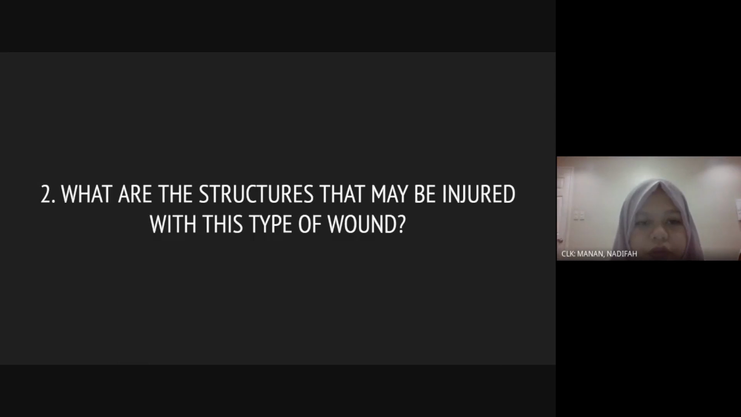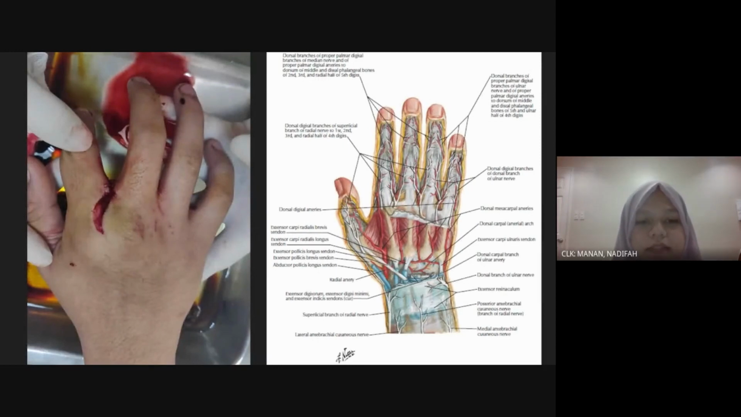For the second question, what are the structures that may be injured with this type of wound? So our patient had a 3 centimeter lacerated wound over the dorsal aspect of the second web space, and based on the picture shown here in the slide, the structures that may be injured aside from the skin and the fascia are the second dorsal interosseous muscle as well as the tendons that extend our digits, which are the extensor digitorum and the extensor indicis. Aside from that, the possible injured nerve supply is the superficial branch of the radial nerve, while for the blood supply, the dorsal metacarpal arteries and veins may also be injured.